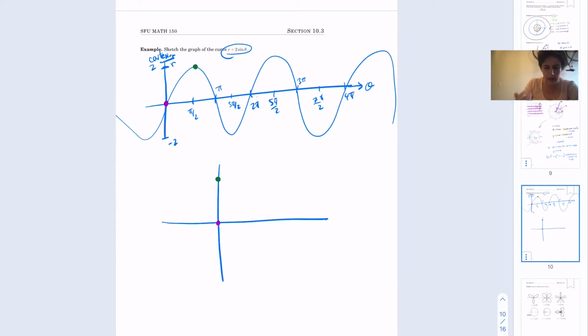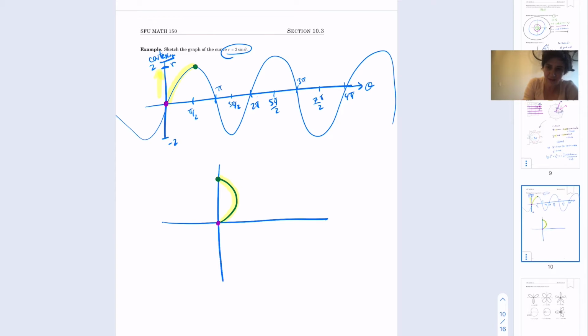Now we want to think about what's going on as we get there. What's happening in this portion of our curve? Well, our r value is increasing, you see it going up like this. Our r value is getting bigger and bigger, but our theta value is also increasing, and so it's sweeping around like so. That is this portion.